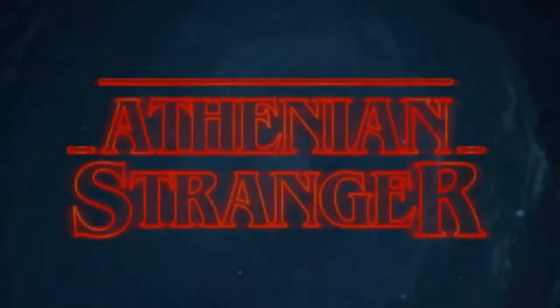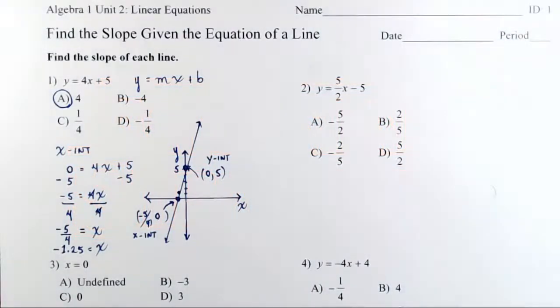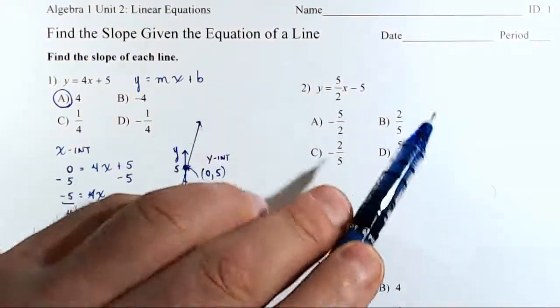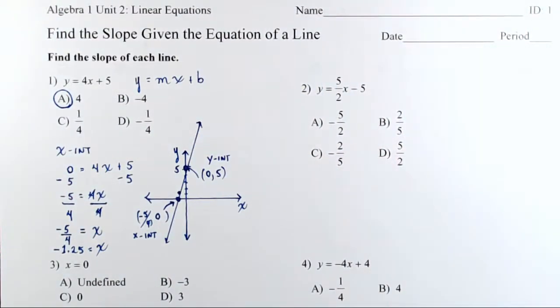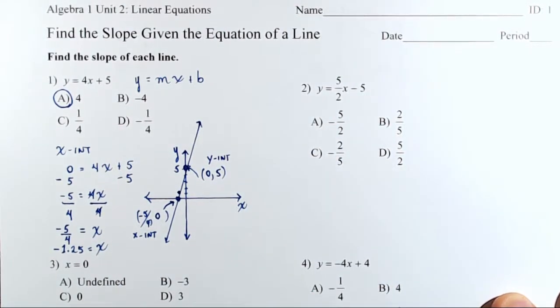All right, ladies and gentlemen, we're back for another problem involving slope-intercept form of a line. We're going to be looking at this problem here, number 2. And remember, we're going to find the slope. We're going to identify what the y-intercept is, create a graph, and solve the equation to find the x-intercept.